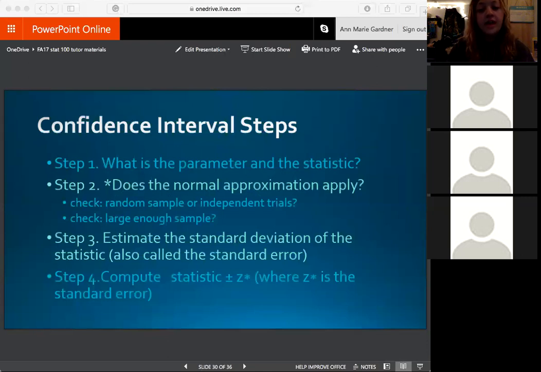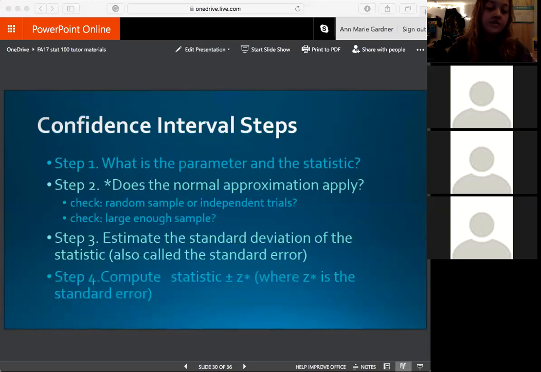And then our third step, estimate that standard deviation, which, like I said before, we can do if the assumptions in our second step are met. Then we can use the population standard deviation to assume that the sample statistic is approximately the same as that. And our fourth step is going to be computing that statistic and then multiplying z star times our standard error.